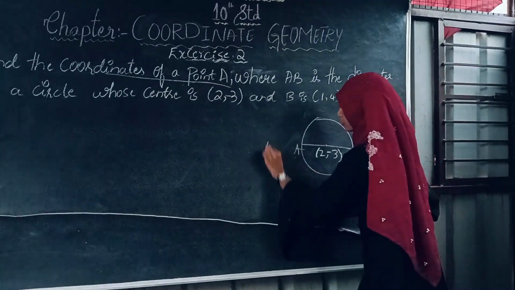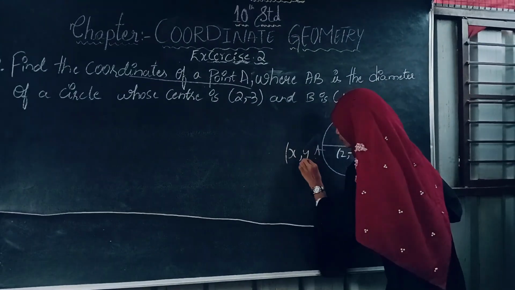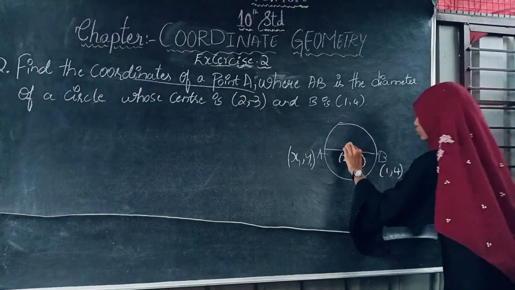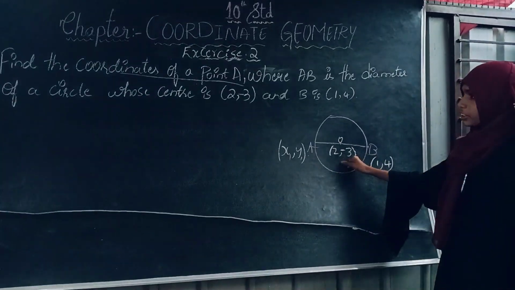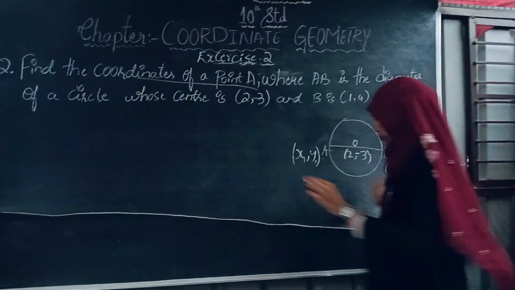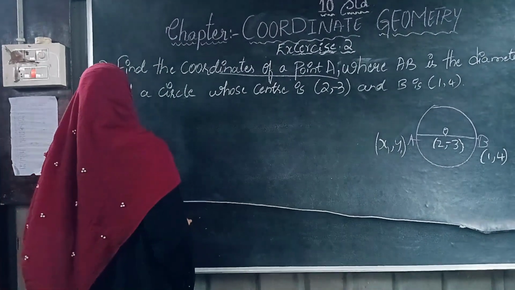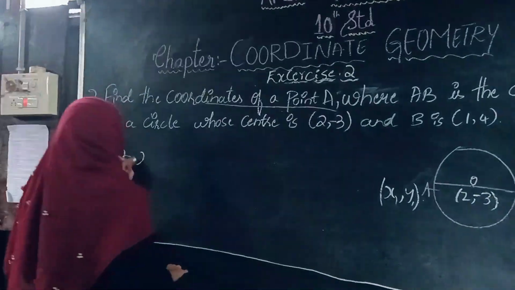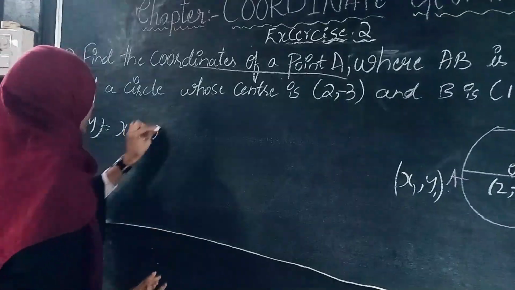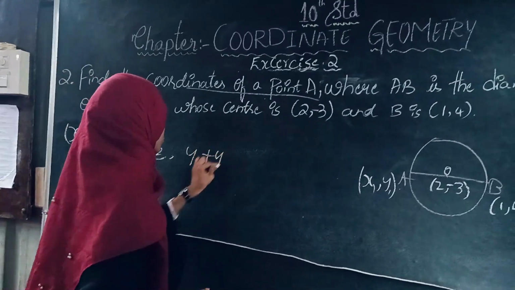In this we have to find the coordinates of a point A, x comma y, we have to find x1 y1, and this is called origin. Center of a circle means origin O. Now we will write the formula: x comma y is equal to x1 plus x2 by 2 comma y1 plus y2 by 2.